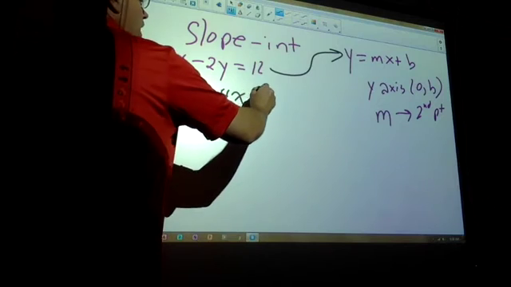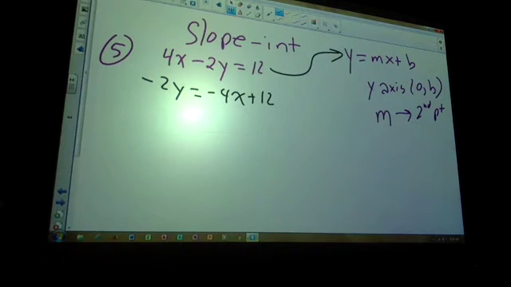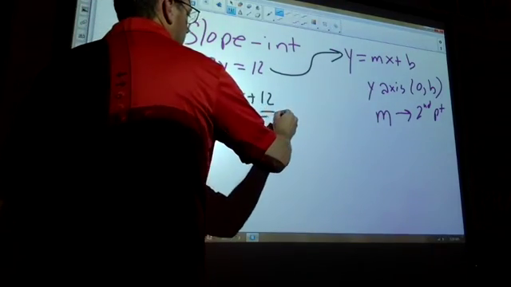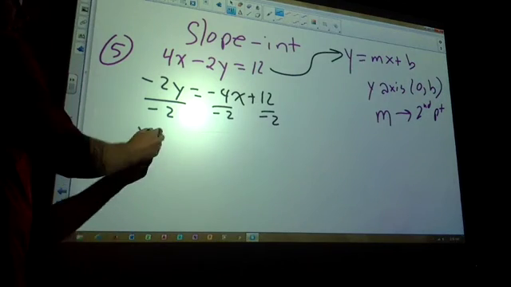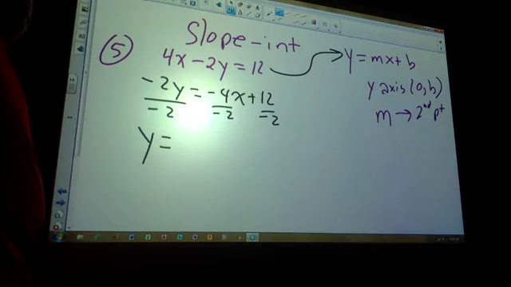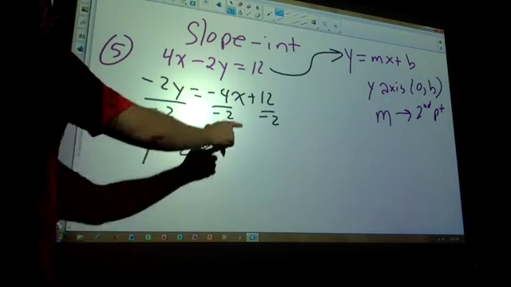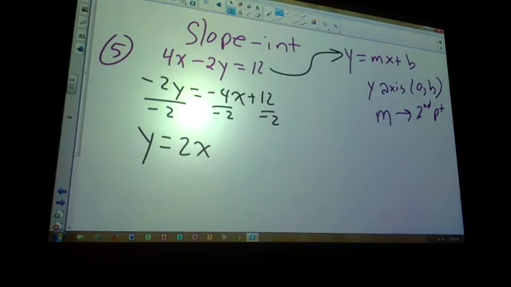What did I just do to both sides? Subtracted 4x from both sides. Good. Now I want to get y all by itself. What's attached to y right now? -2. And -2 is being held onto it by multiplication. So what undoes multiplication? Division. Okay, I get y equals negative over negative is? Positive. 4 over 2 is? 2x. And then 12 over negative.